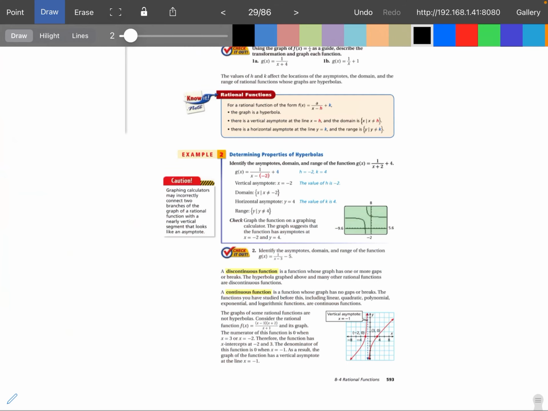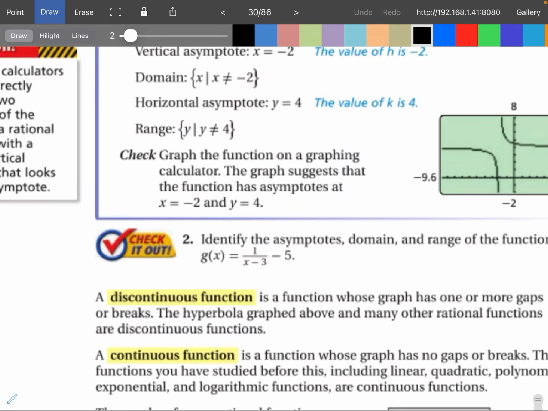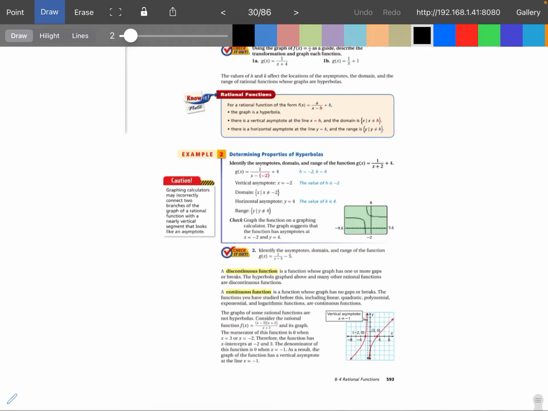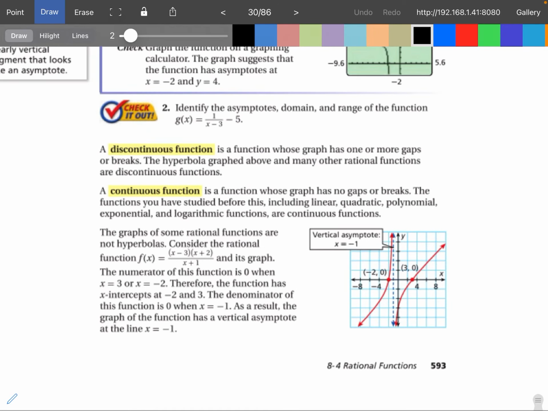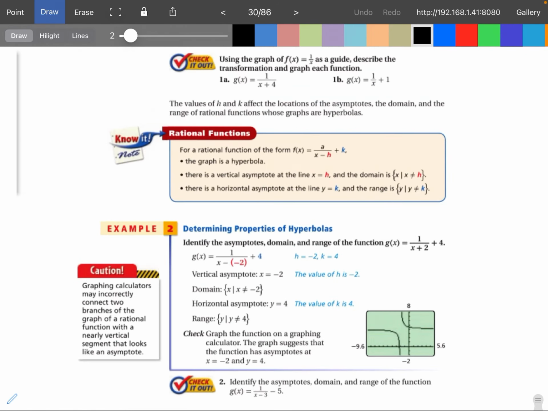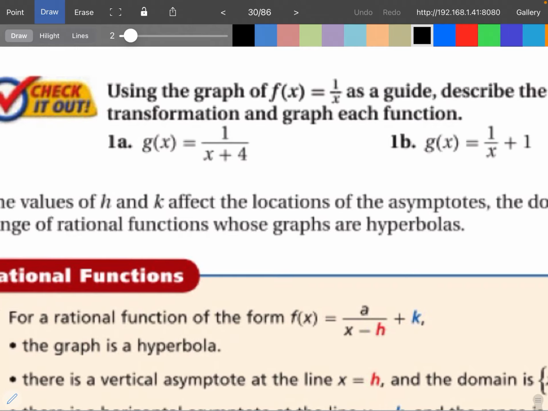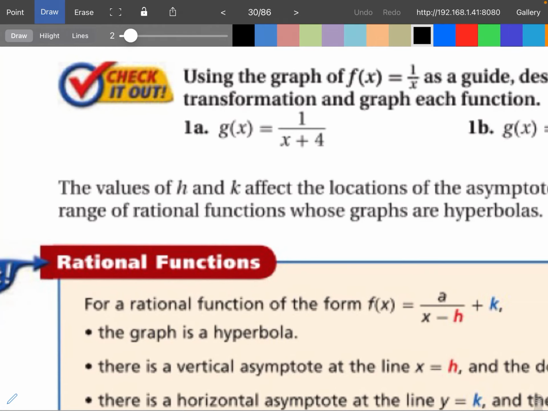All right, so here we go. So let's go to the next page. And I want to look at these 2 examples at the top of the page. So if you're in the book, we're on page 593. So I want to look at these up here. So the first one I'm going to look at is this. Well, first of all, you guys remember if it says g of x right there, that means the same thing as y, right? So it's y equals 1 over x plus 4.